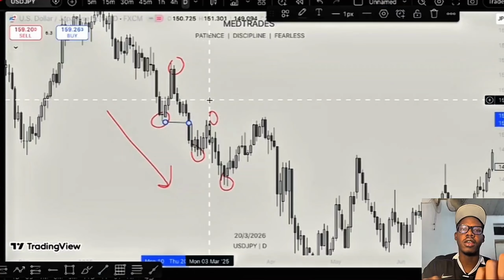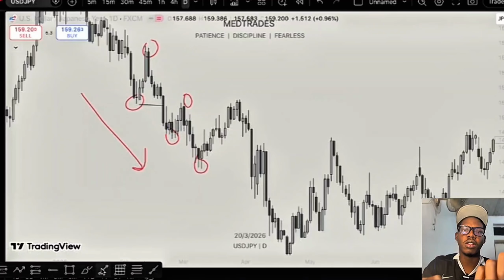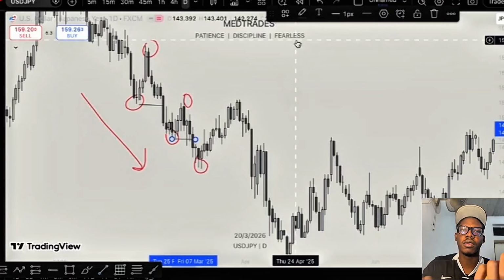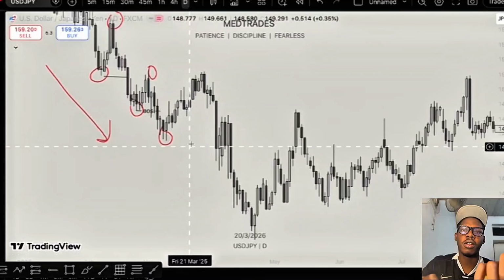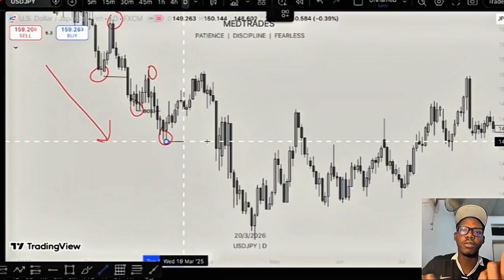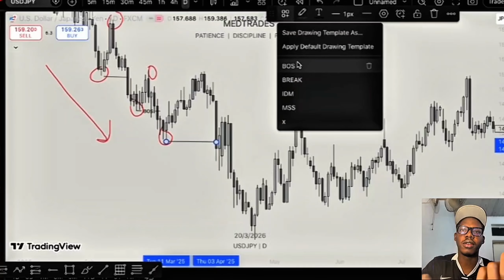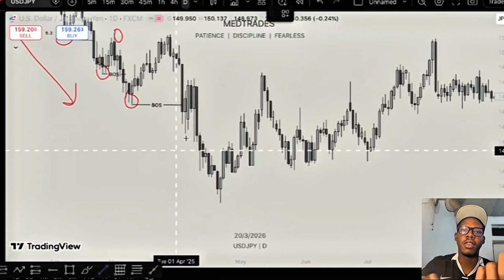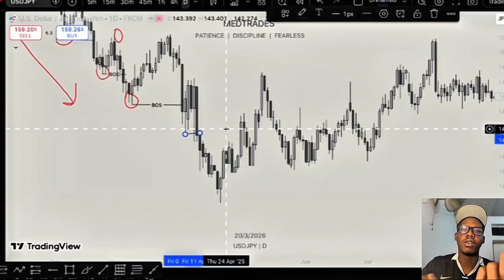As you can see, when price came to take out this lower low, this area became a break of structure. Can you see it? Again, when price came to take out this lower low, this area became a break of structure. Can you see that? Same thing again. Price came to take out this lower low, and it becomes a break of structure, right?